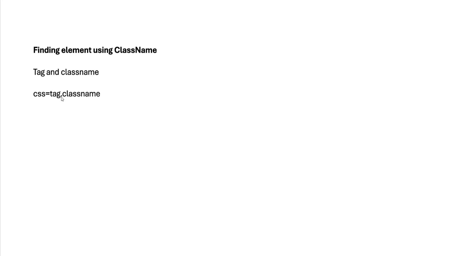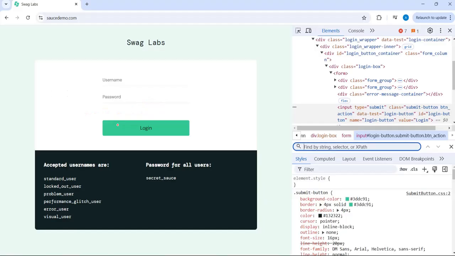And if you want to identify, suppose input is the tag name, then input dot, and let's say the class name is username. So it is identified using the dot. So dot represents the class name here.